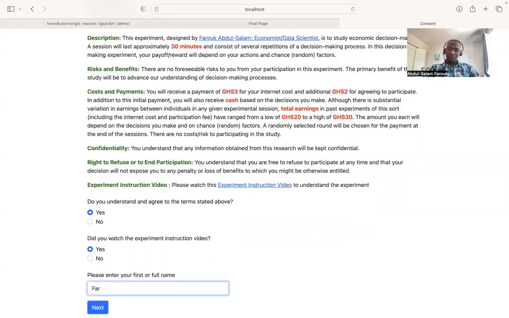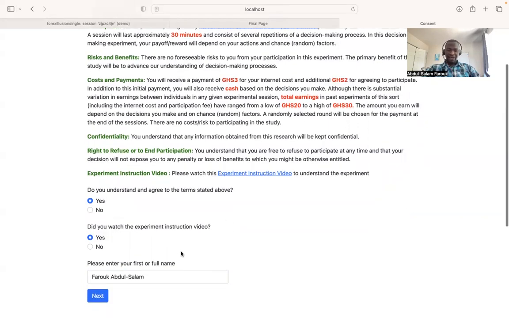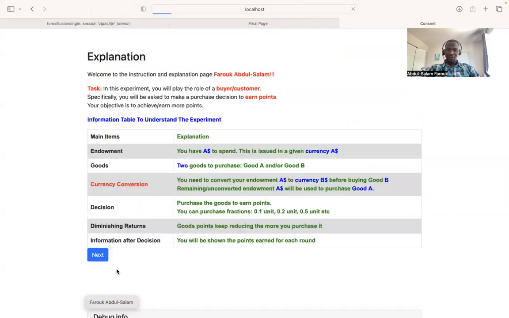And just provide your full name as usual to assist with the payment, as we've been doing it in the past. So this is going to be the very first page that you encounter. And let's quickly move on to the second page, which is trying to understand what this setup is about.